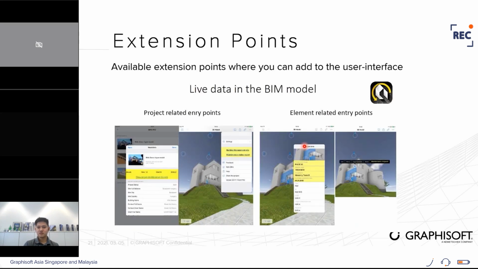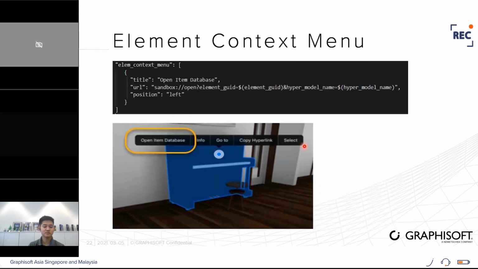Okay, so for the extension points, if you're adding your extension to an element context menu or an info list, this will help you visualize where it will go. If you add it into the element context menu, it will appear like this, so it will show on your clicked element. Like in this example, if you click this Open Item Database, it will open the sandbox app and submit your element GUID together with the hypermodel name.